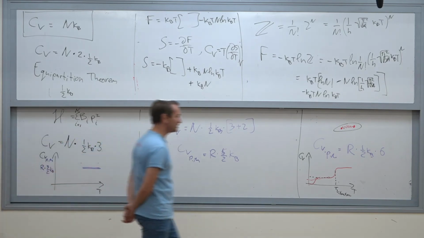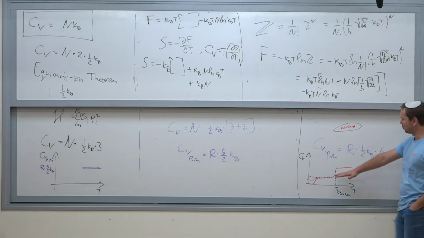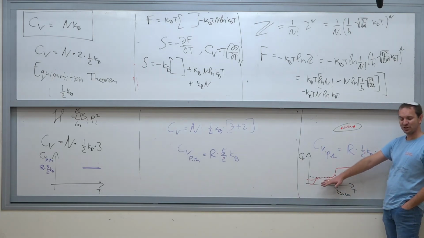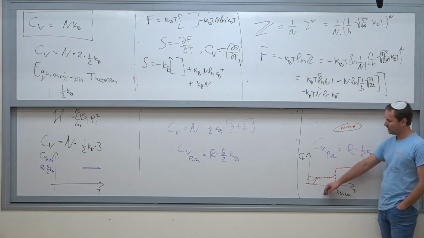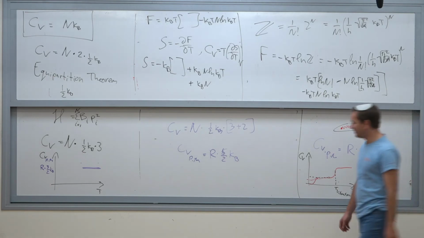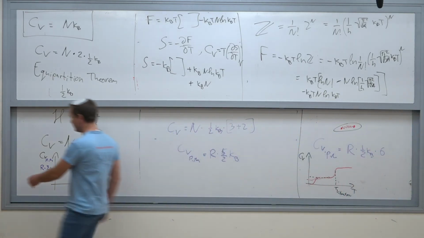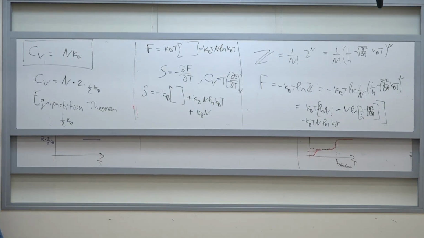Okay, so this was the heat capacity. And again, from looking at the behavior of the heat capacity with temperature, we can learn something about how many degrees of freedom per molecule we have in the system. Okay, our next theme is disorder and entropy.